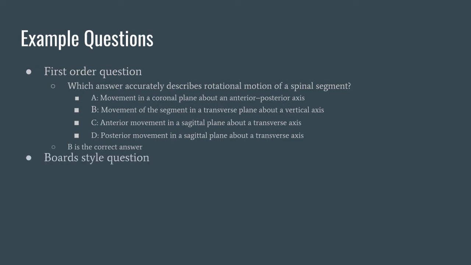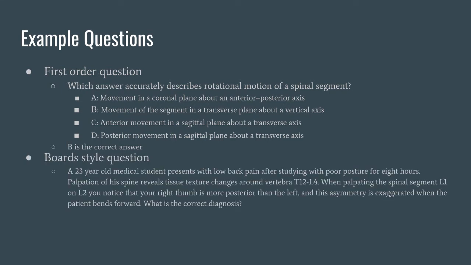The next question is a board-style question. A 23-year-old medical student presents with low back pain after studying with poor posture for 8 hours. Palpation of his spine reveals tissue texture changes around vertebrae T12 to L4. When palpating the spinal segment L1 on L2, you notice that your right thumb is more posterior than the left, and this asymmetry is exaggerated when the patient bends forward. What is the correct diagnosis?